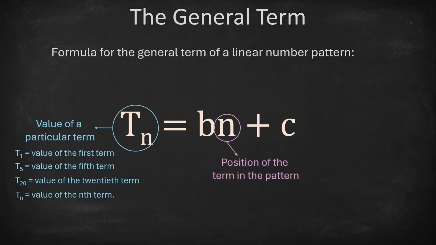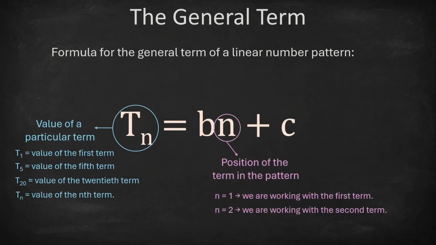n represents the position of the term, and that means if n equals 1, we are working with the first term. If n equals 2, we are working with the second term, and if n equals 3, we are working with the third term, and so on.